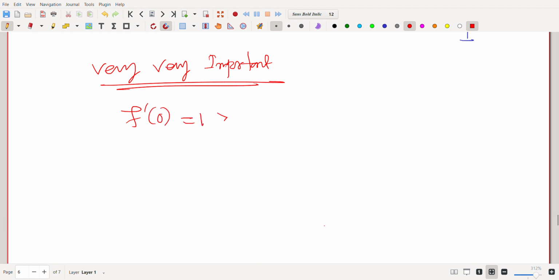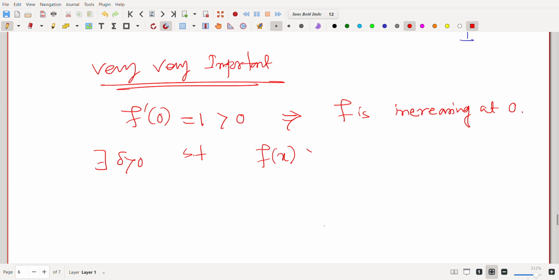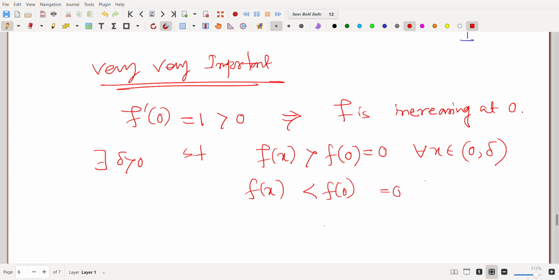We have f dash 0 equal to 1, which is greater than 0. This will imply f is increasing at 0. Now what does it imply? There exists a delta greater than 0 such that f(x) is greater than f(0), which is 0, for all x belongs to (0, delta), and f(x) is less than f(0), which is 0, for all x belongs to (minus delta, 0). So f is increasing at 0.